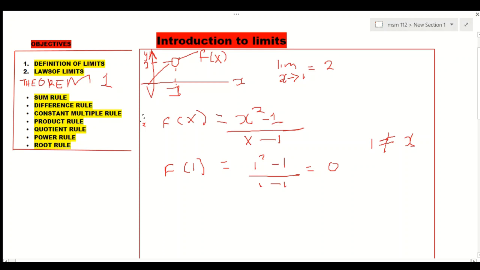Put them in this box. Just three numbers. Then you'll be able to tell why the function exists, but the value at f of 1 does not exist. It's 0 when you've got that open shape.